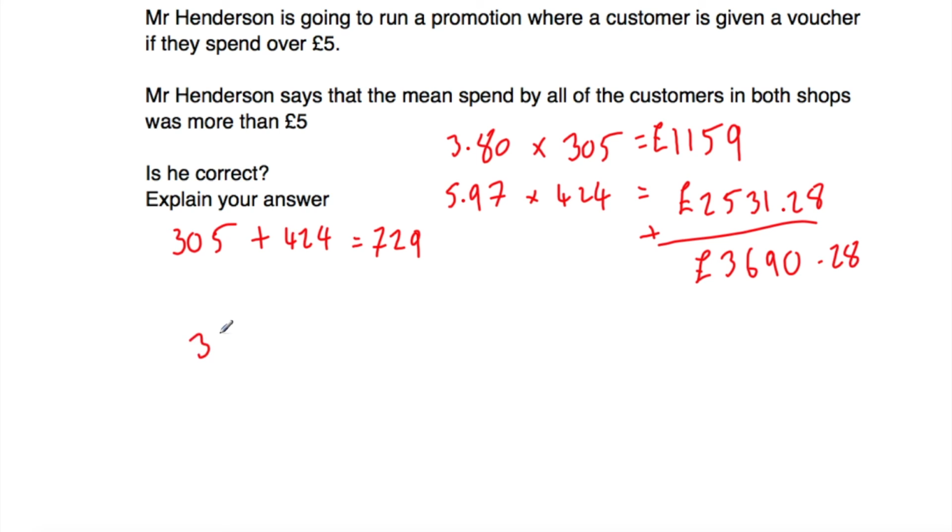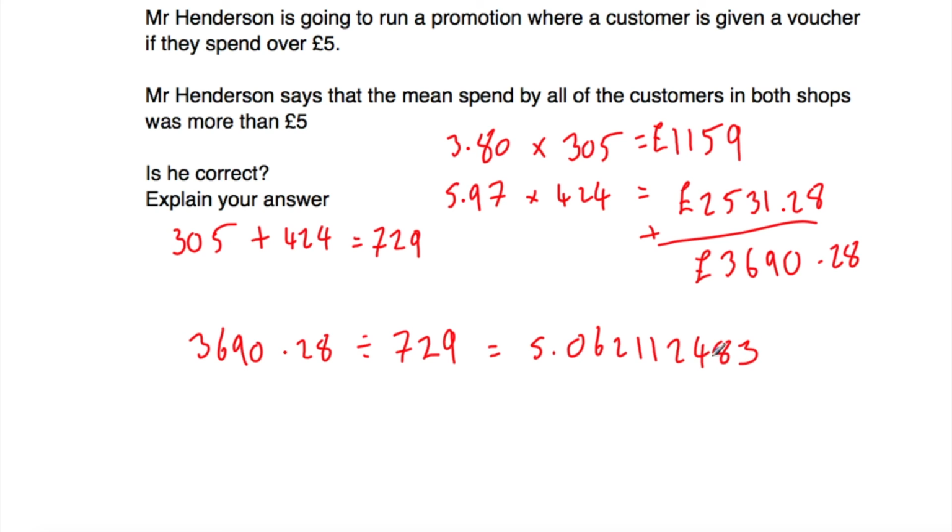So if we take the £3,690 and 28 pence and divide that by 729, that'll tell us the mean amount of money spent by the customers in both of those shops, and we'll see if it's more than £5, and we'll see if Mr. Henderson's correct or not. So whenever we do that division, we get an answer of 5.06211248. And let's round that.